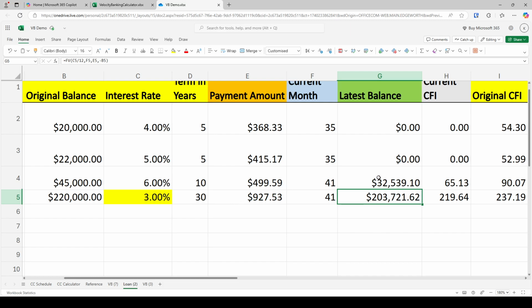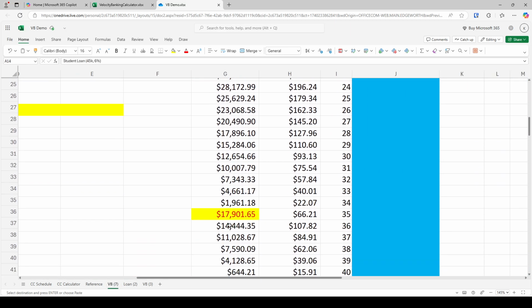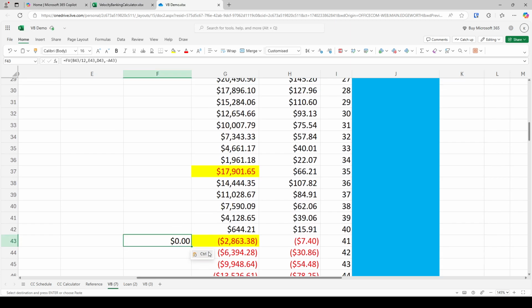So take a look at this. I pay off the 32 grand to get $500. I got to pay $200,000 to get 927 in my life, right? I need this in my life. All right. So let's go ahead and move this one into the line of credit. Let's go ahead and do that.